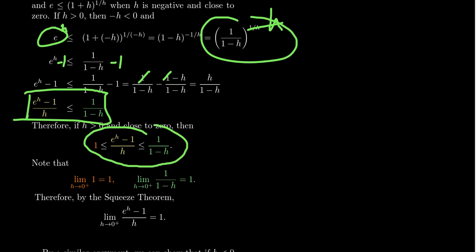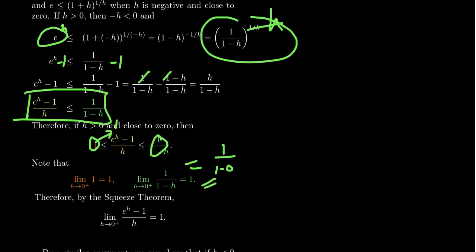When h is just a little bit bigger than 0 on the positive side, we see that 1 will be less than or equal to e to the h minus 1 over h, which is less than or equal to 1 over 1 minus h. Now, if we take the right-handed limits as h approaches 0 from above of these expressions, well, 1 is a constant function, therefore its limit will be 1. On the other hand, if you take 1 over 1 minus h as h approaches 0, this will become 1 over 1 minus 0, which simplifies just to be 1. So we see that this function approaches 1, this function approaches 1, and therefore the function e to the h minus 1 over h gets squeezed to that same limit.